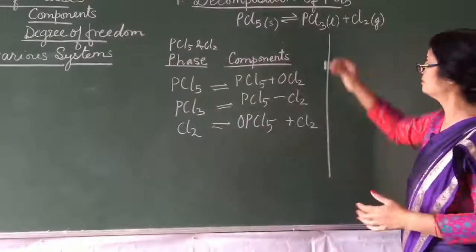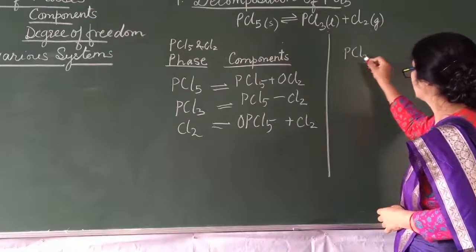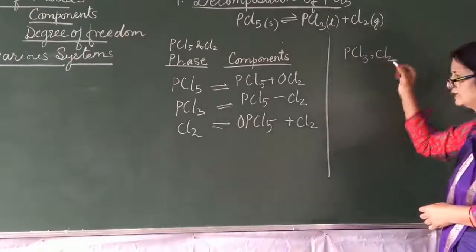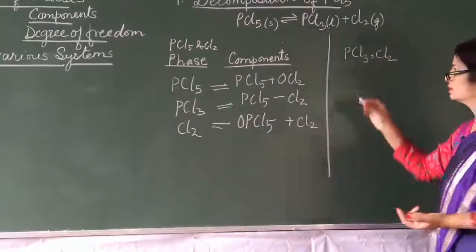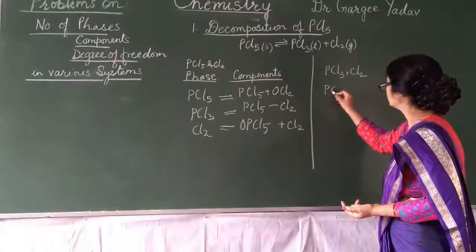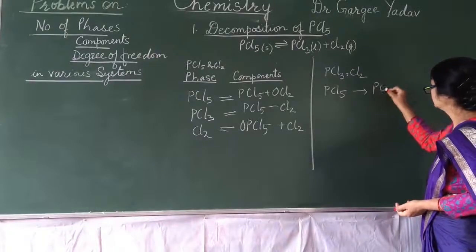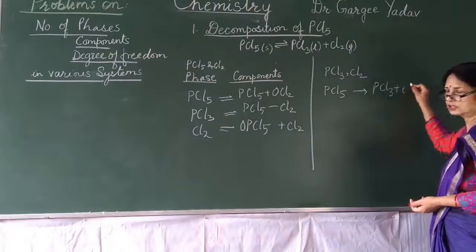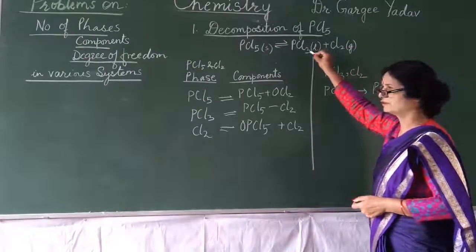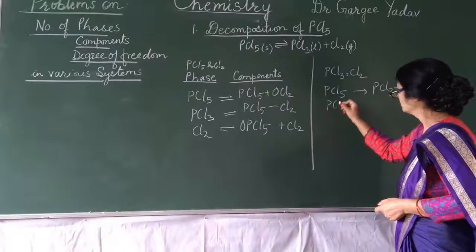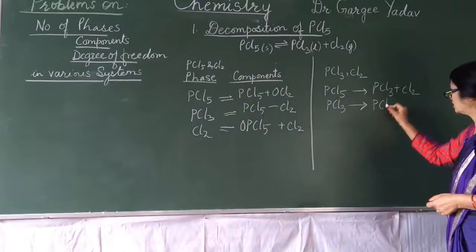So let's take over here PCl3 and Cl. And let's see, can we represent all the phases taking these two chemical entities? So let's take our first phase PCl5. We can represent PCl5 by PCl3 plus Cl. So we can represent this phase. Now let's take this phase PCl3. For PCl3, how can we represent it? By Cl2 and PCl3.